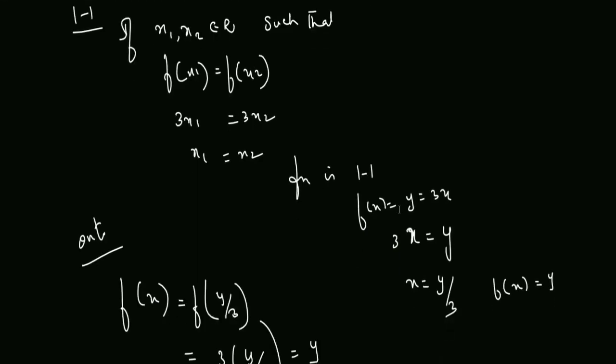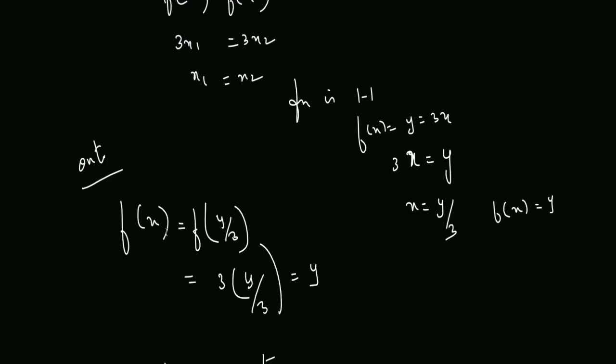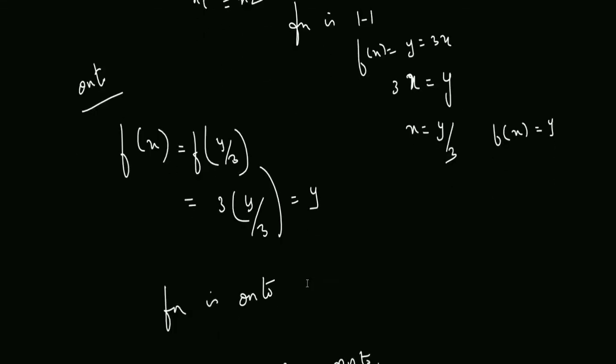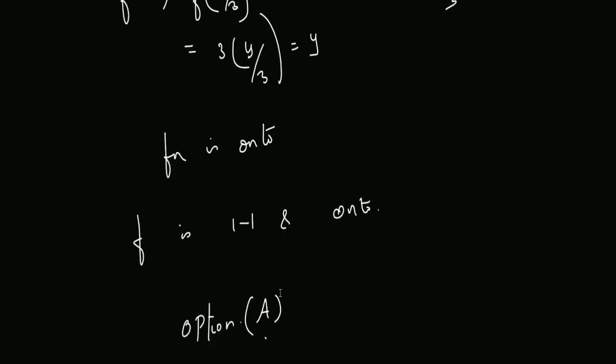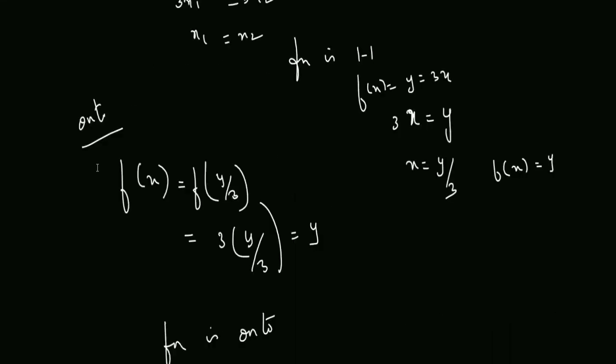How do you prove it is onto? Write the function in terms of x. It is given y is 3x, so x is y by 3. And we have to prove f of x is equal to y. So f of y by 3 is 3 into, the function is 3x, so replace x by y by 3. The 3 cancels, giving y. So the function is onto. The function is one-to-one and onto. Therefore the option is A. Thank you.